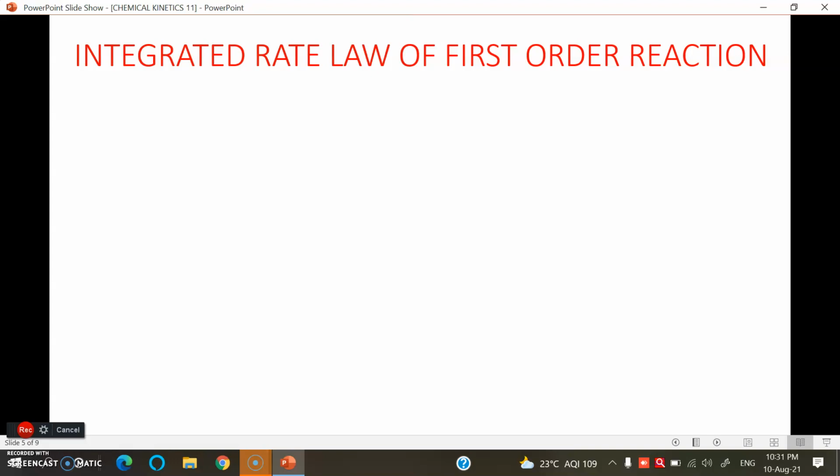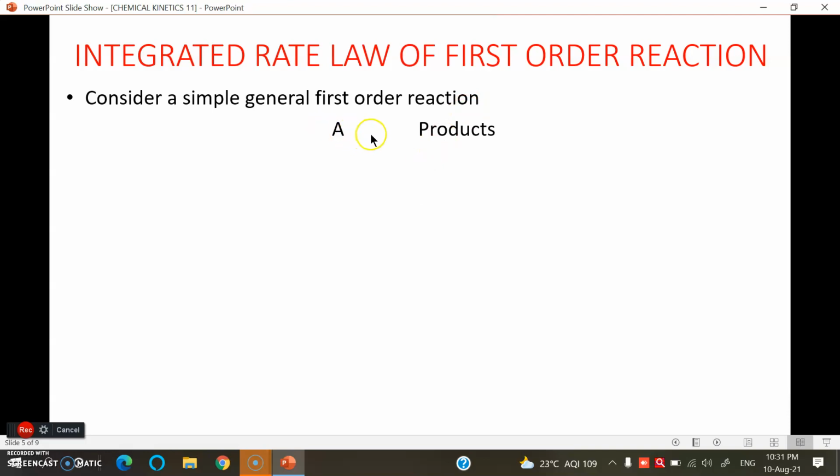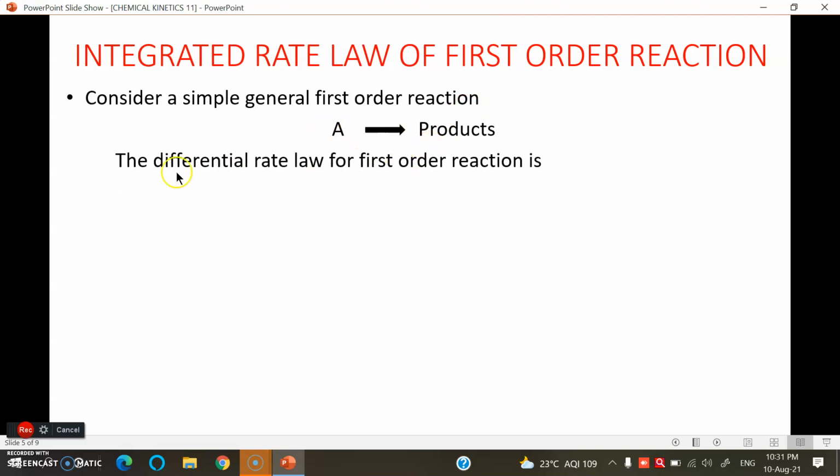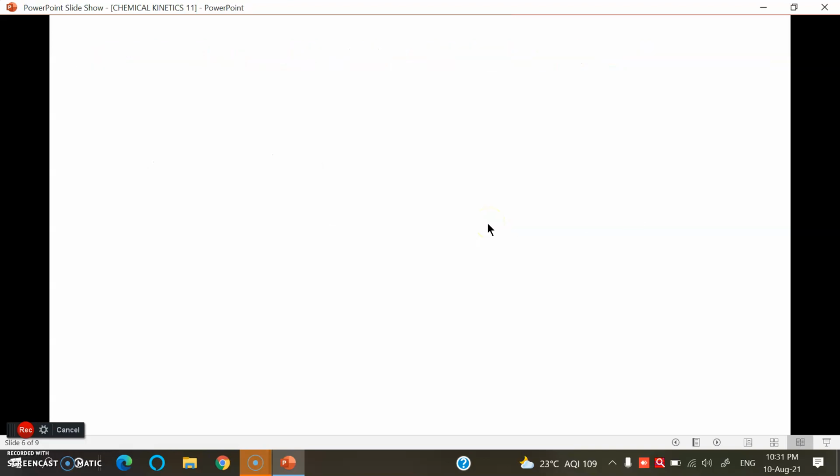Now let's see the derivation of the integrated rate law of first order reaction. Consider a first order reaction, A gives product. The differential rate law of first order reaction is rate is equal to minus d[A]/dt is equal to k[A] raised to 1, as single reactant concentration raised to first power for first order reaction.